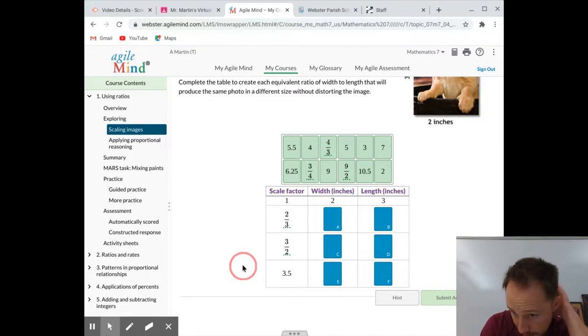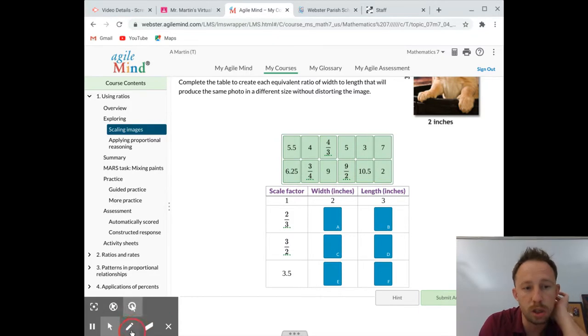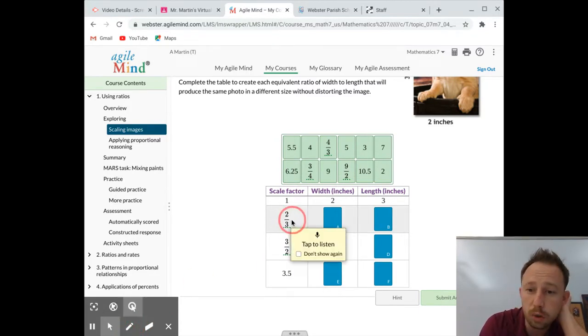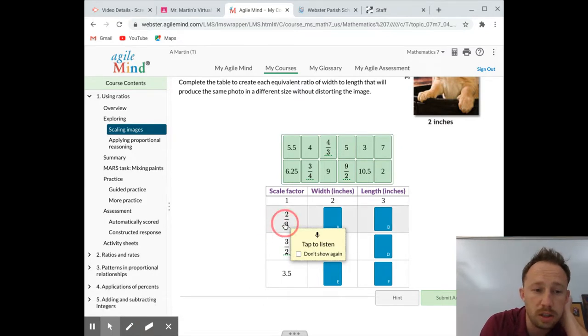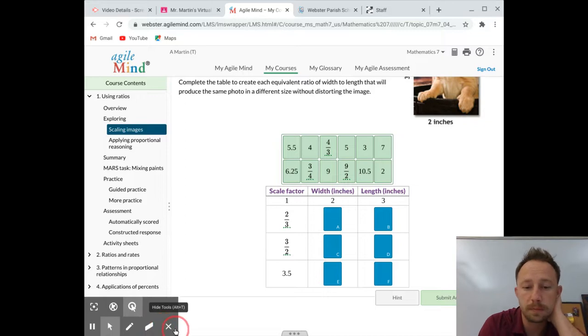So how many people feel pretty confident in multiplying by fractions? Give me a thumbs up if you feel pretty confident. If you don't feel confident, give me a thumbs down, and I'm going to work through one of them with you. All right. I'm kind of getting mixed results. So what we're going to do is work through this first one where we're working with 2/3, and everybody should be pretty close, okay? So let's see what we can do.